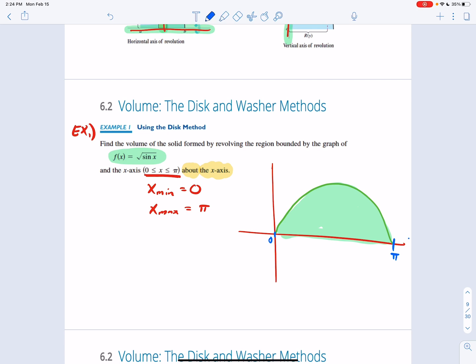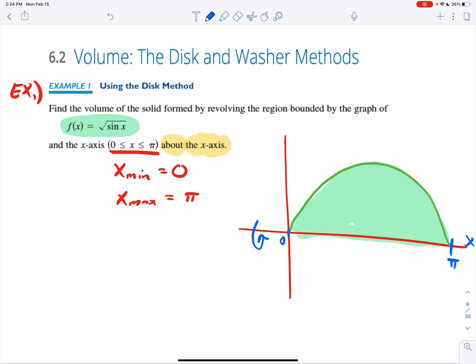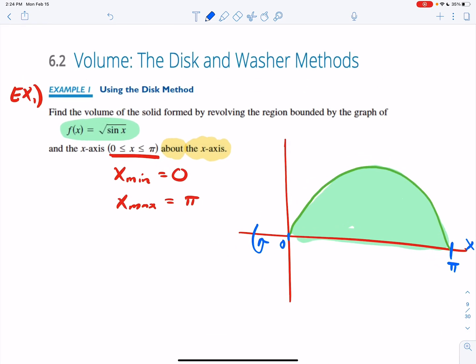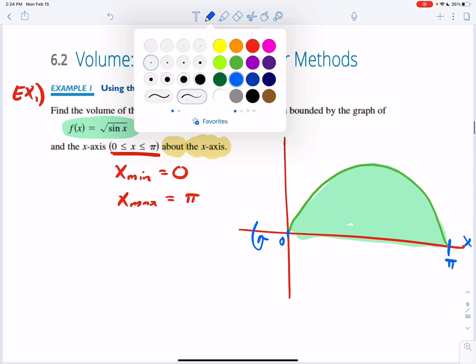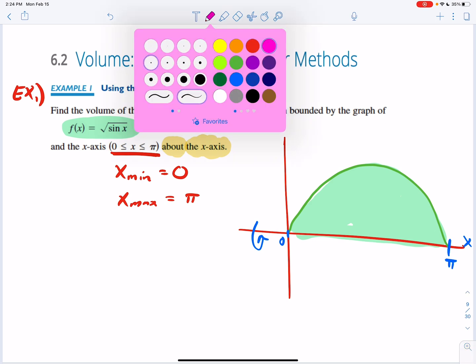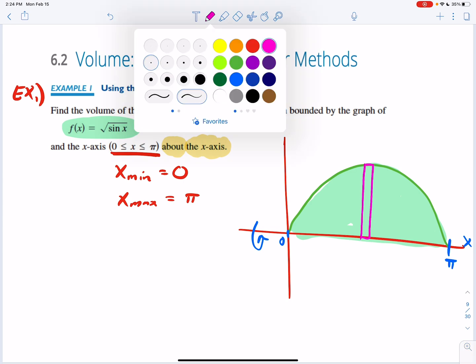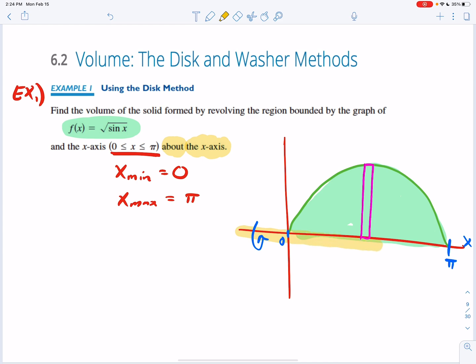So the x-axis is horizontal. So I'm going to go ahead and draw kind of a looping motion there to indicate that that's where I'm rotating. So notice how where I'm rotating or revolving is horizontal. So my rectangle should be vertical. So you draw a sample one anywhere inside your region. Okay. I know it has to be vertical because it has to be perpendicular.